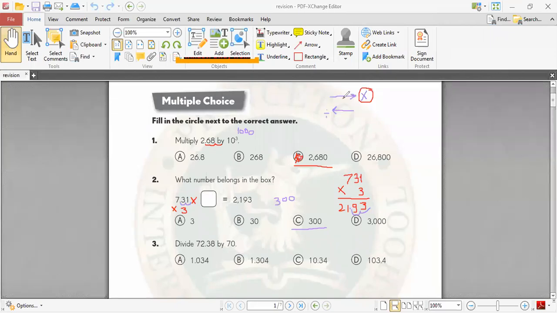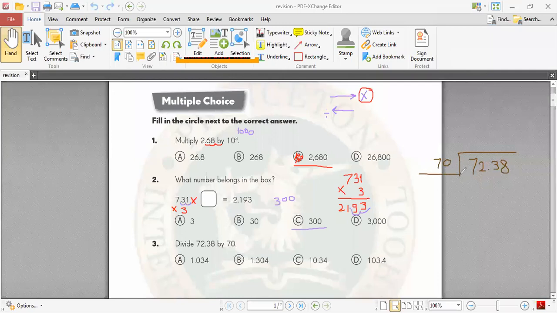Let's move to the division part, which is number 3. Divide 72 and 38 hundredths by 70. Of course, here we are going to do long division. So the dividend is 72 and 38 hundredths. So we're going to put it under the umbrella. This is the king, the dividend. And the divisor is 70. So we're going to write here outside 70.